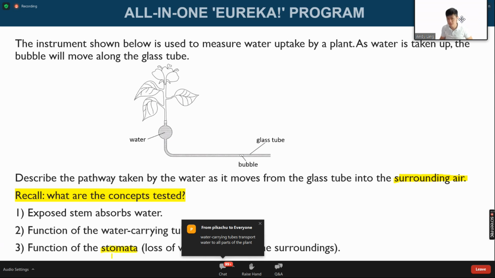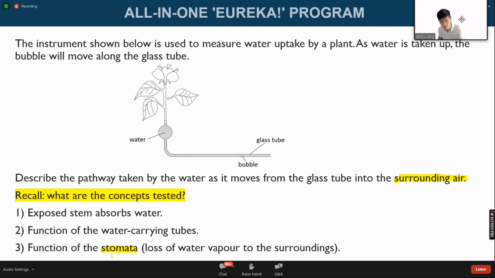So parents, do you see here? A seemingly simple question, and yet it tests your child on 3 different concepts from 3 different topics. Roots absorbing water is under the P3 topic of plant parts. The function of the water-carrying tube is the P5 topic of plant transport system. The function of stomata is usually taught either early in P4 plants and water, P5 water cycle, or the P6 topic of energy in food.